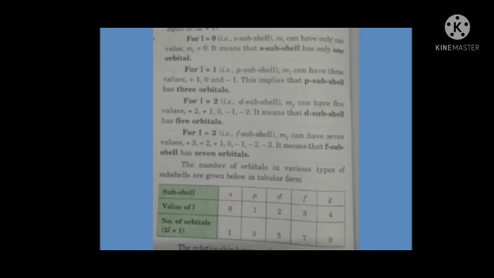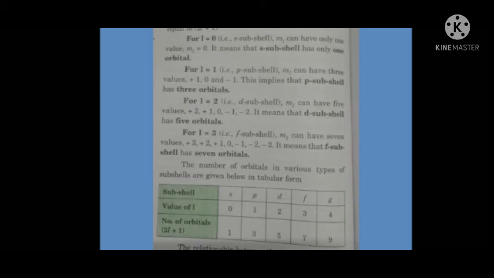For L is equal to 1, that represents the p subshell, and for L is equal to 1, this magnetic quantum number has 3 values. As a result, the p subshell contains 3 different orbitals. And these 3 different p orbitals can be represented as px, py, pz. Okay. Now, for L is equal to 2.